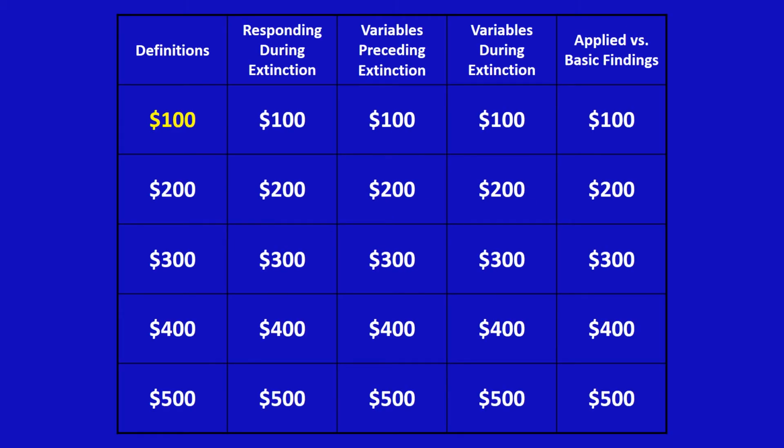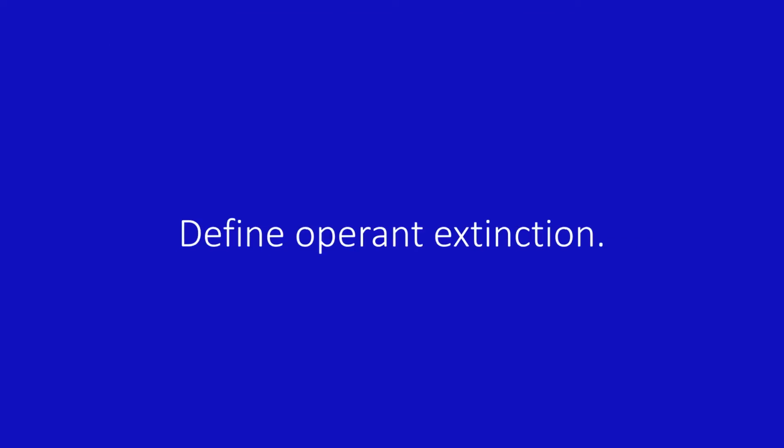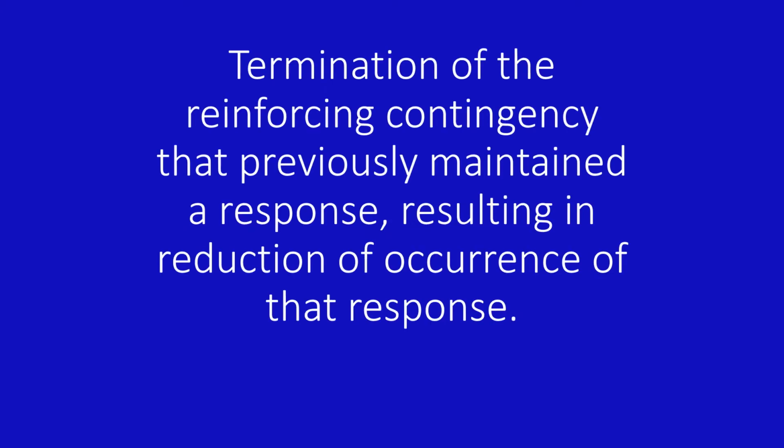First, we'll start with the topic of basic definitions. Define operant extinction. The definition of operant extinction is the termination of the reinforcing contingency that previously maintained a response, resulting in reduction of occurrence of that response. Note that this includes both the procedure and the process of extinction.